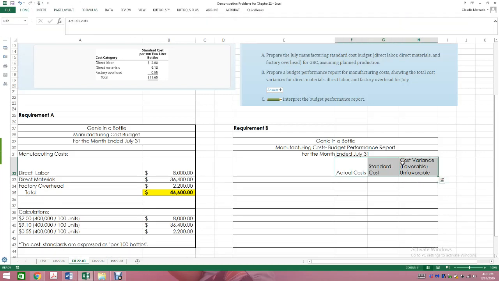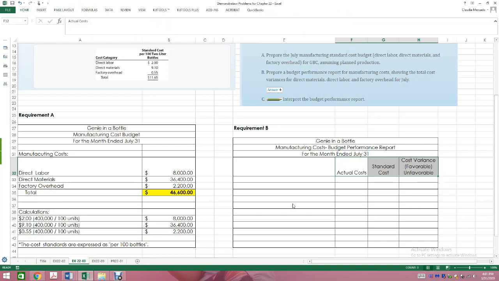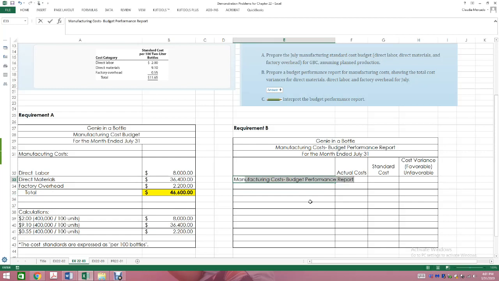So we need to figure out, first of all, do we have a variance? And if we do, how much? Okay? So let's start off with our manufacturing costs. The first thing we have as a manufacturing cost is our direct labor.